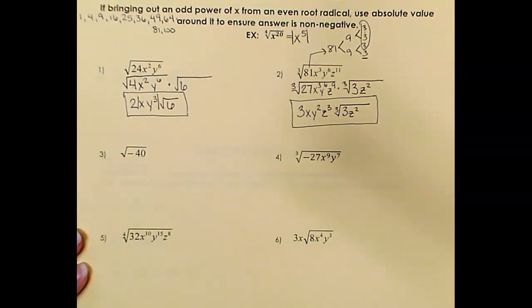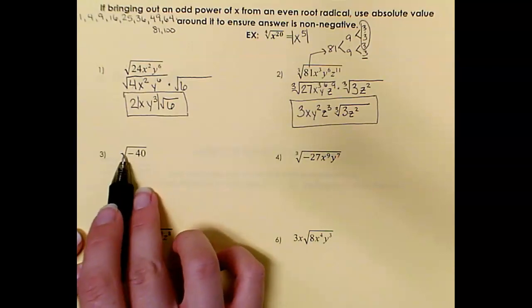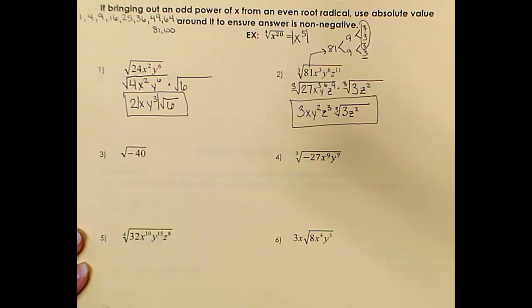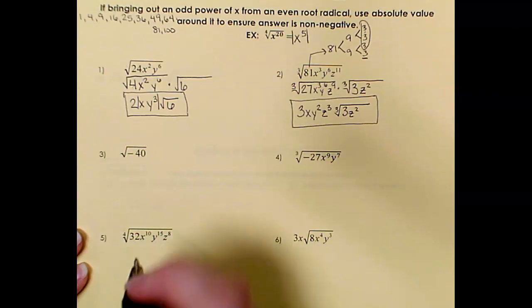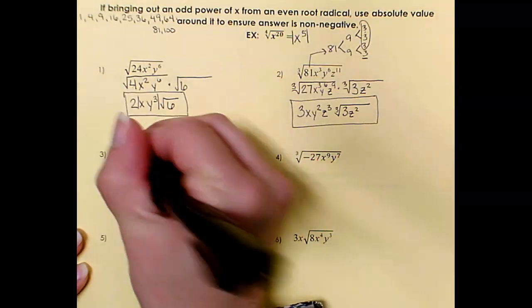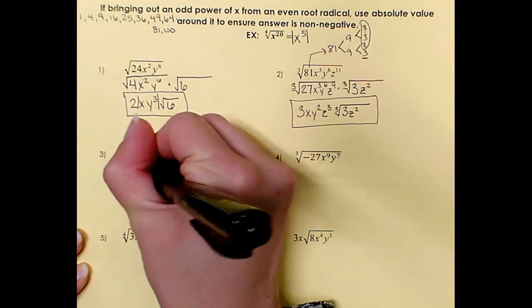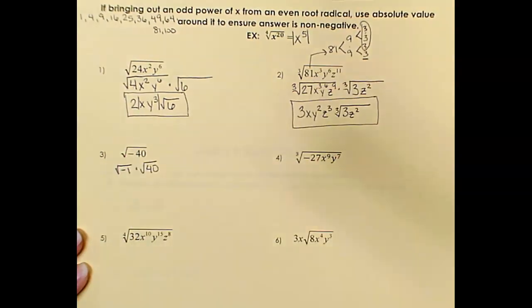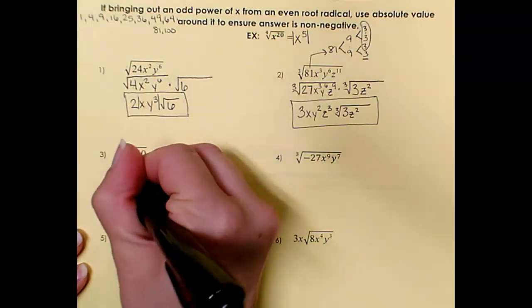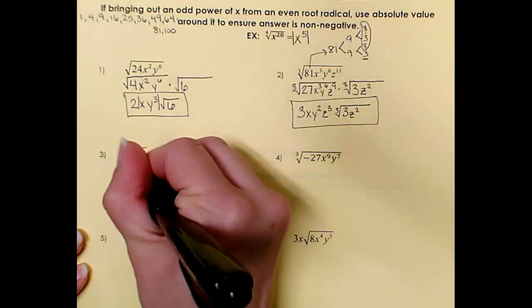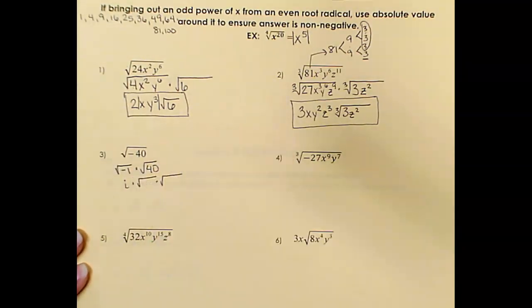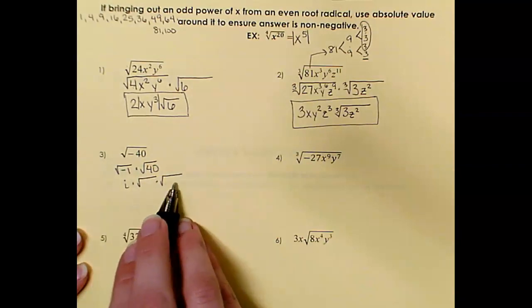Remember on problems like number 3, this is imaginary. The square root of a negative something makes this an imaginary answer. So I'm going to break this into -1, the square root of -1, and the square root of 40. You learned in the last set of notes that the square root of -1 is i. You want to break 40 up into perfect squares and the leftovers.